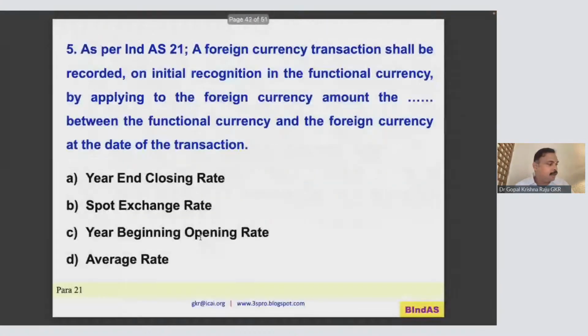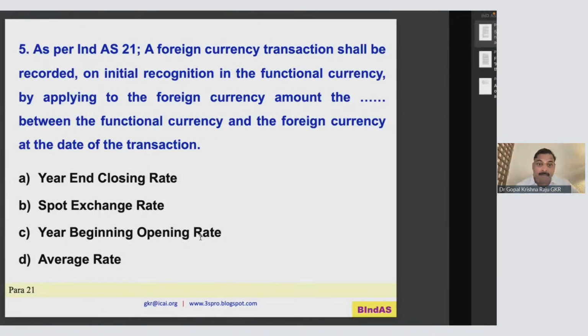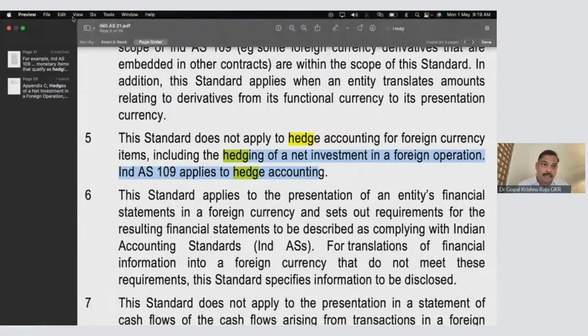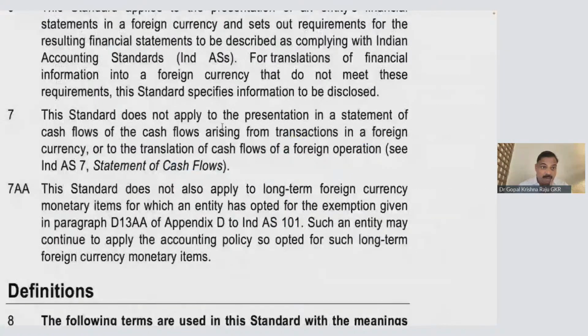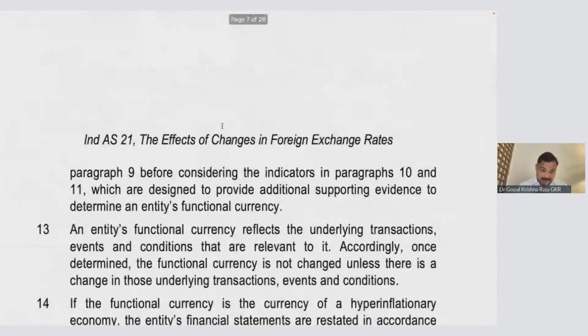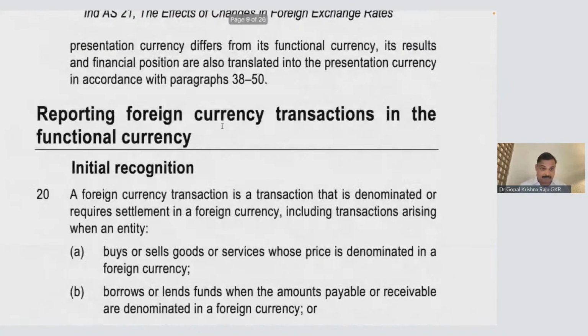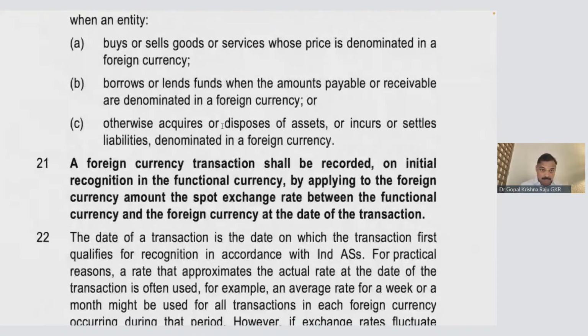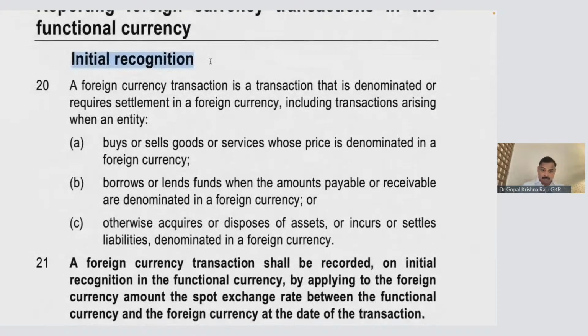As per IndAS 21, a foreign currency transaction shall be recorded on initial recognition. Very, very important paragraph. So now what I will do, I'll take you to para 21. This is how you will recognize your initial transaction. Look at this. Initial recognition. Now, let me take an example.